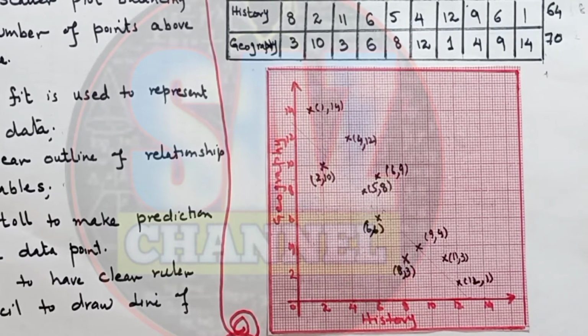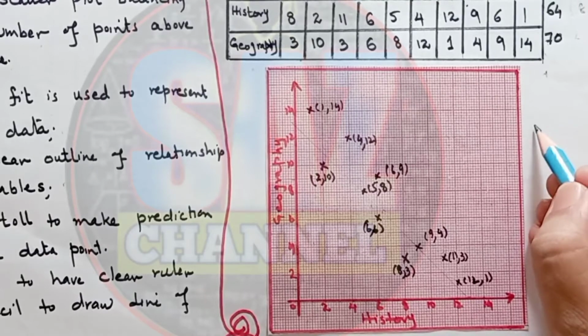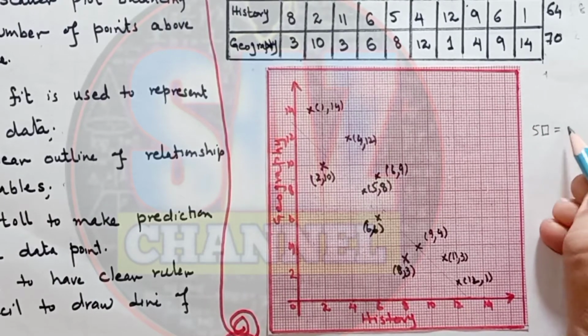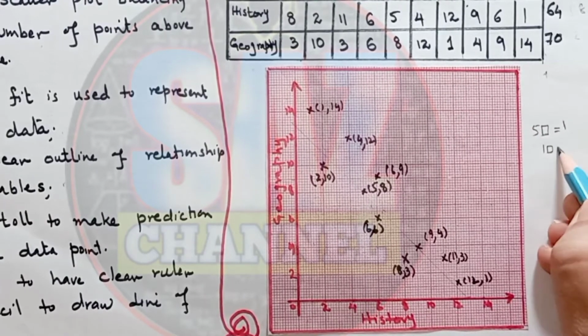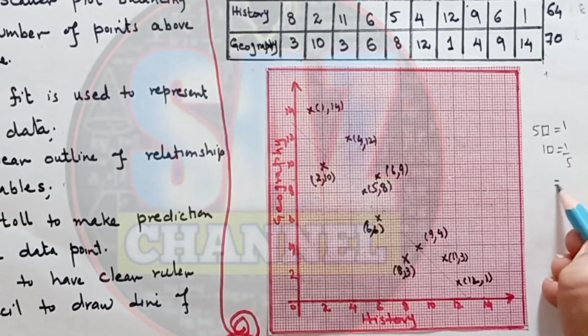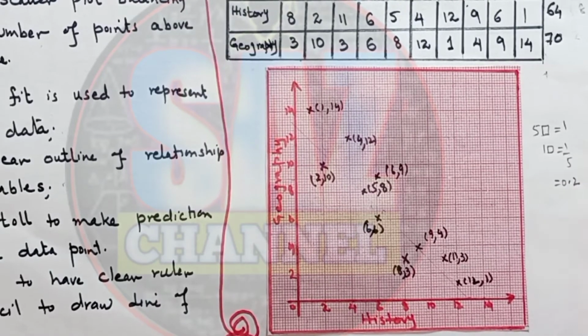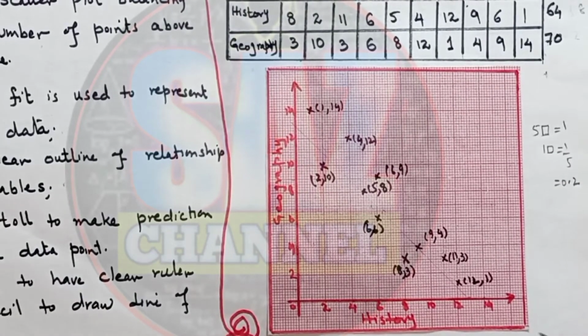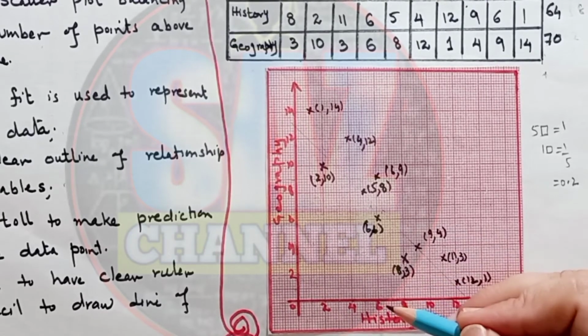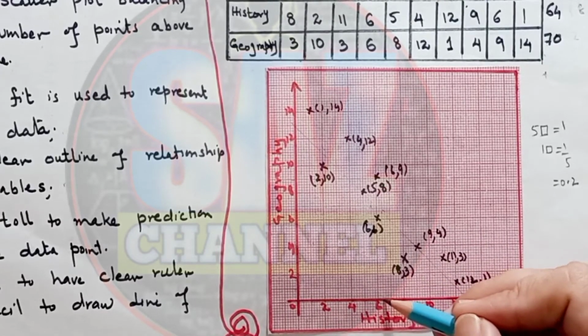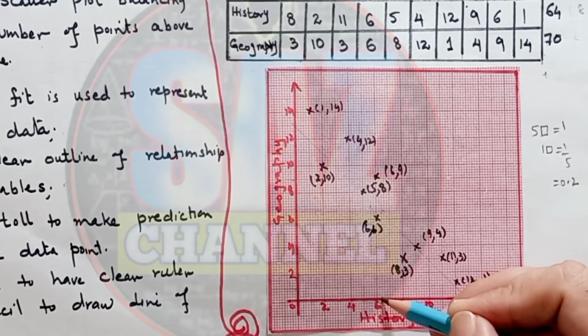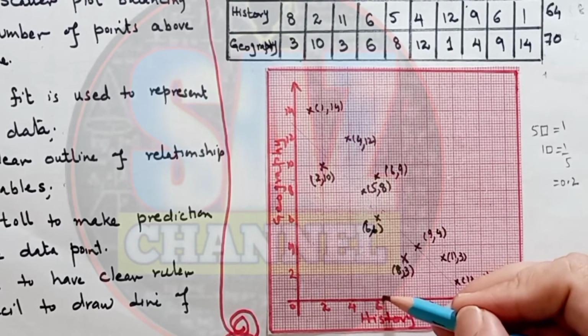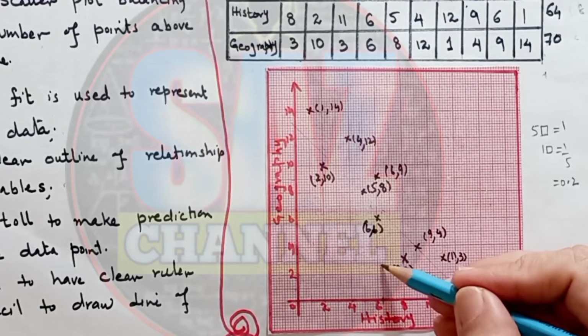So if 5 blocks are representing 1, 1 block will be equal to 1 by 5, which is equal to 0.2. So for 6.4 I will be needing, after 6, 2 small blocks. So 6.4 with 7.